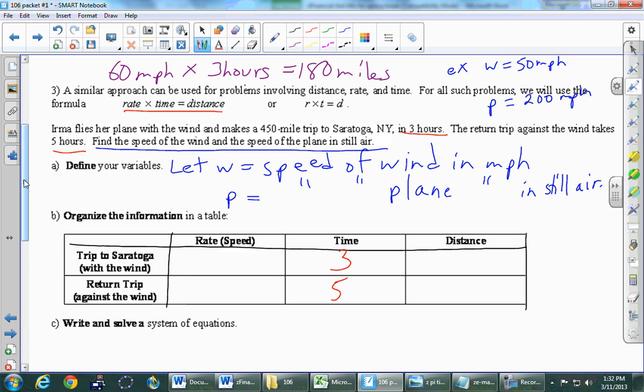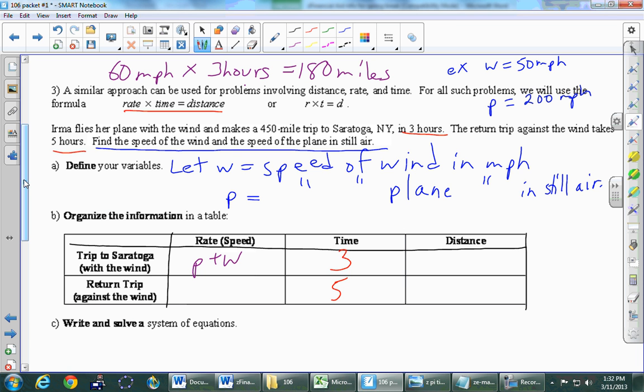How about when she turns around and goes directly into the wind? How fast would she go? Only 150 in that case. She would normally be 200, but she's being pushed back by a 50. So her effective speed slows down to 150. So what do we do to these two things when the wind is helping her? We add them. So then what goes in this first column is P plus W. That's how fast she's going. It's the sum of the wind speed and the plane speed.